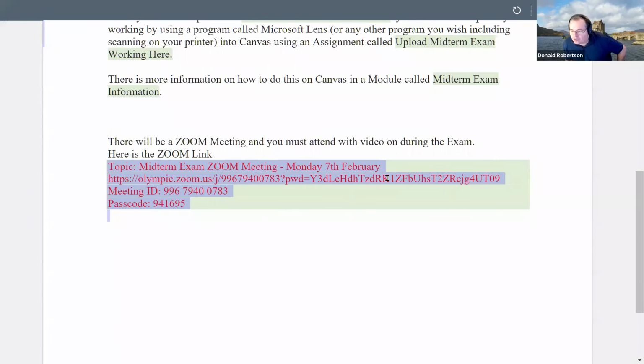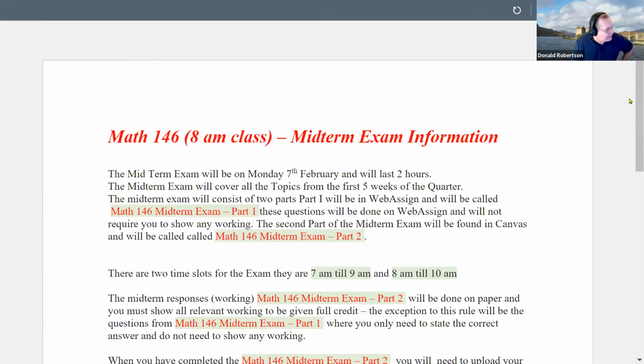Right, so don't use your normal class Zoom link. This is a different one because it lasts different, and there's going to be people coming in from other classes because there's overlaps in times. So that's the one that you will use. Any questions at this point?